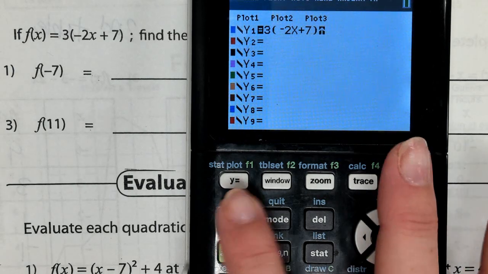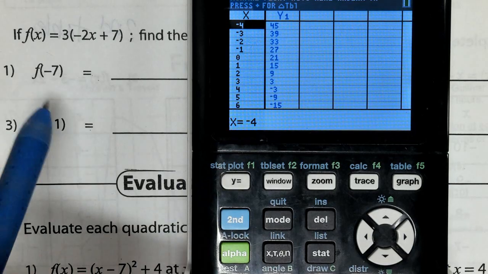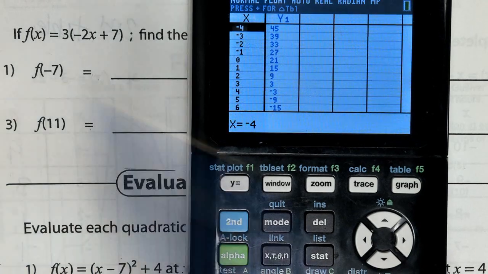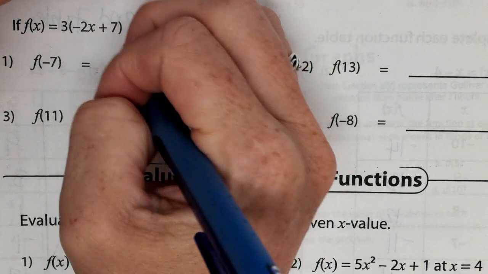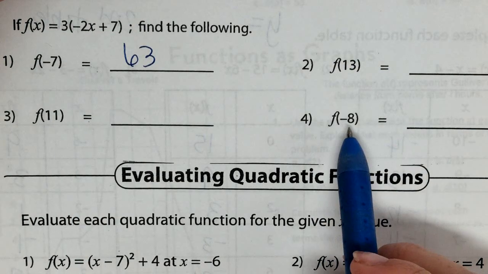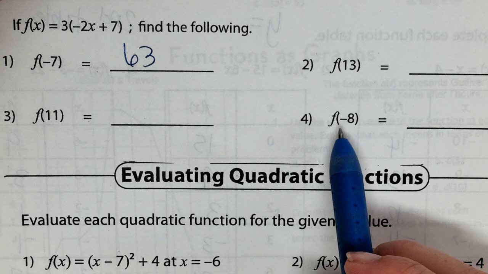Okay, then go to second table. I am looking for the value when x is negative 7. So I'm going to scroll to negative 7. What is the value of y? 63.